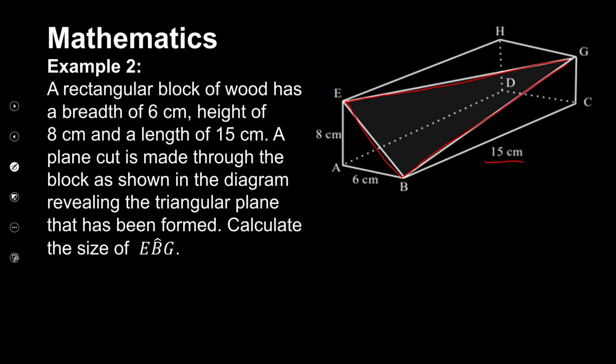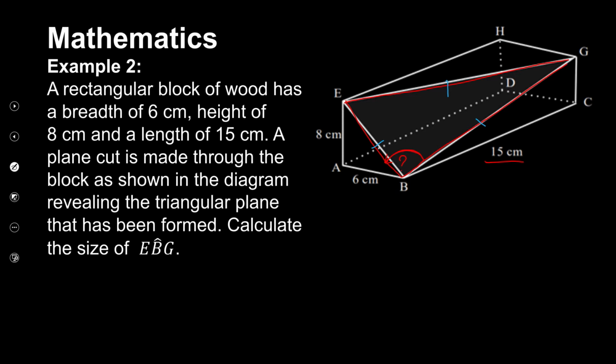They want us to calculate the size of angle EBG. So EBG is part of this inclined plane here, and this is what they want us to find. Now, if we look at this diagram, we realize we've got nothing in that red triangle at all. So we've got to think about what we're going to find first while we're trying to find this angle. Remember, if we find all three sides of this triangle, that means EB, EG, and BG, then we can use the cos rule to find angle B.